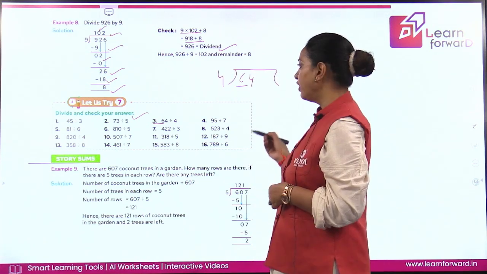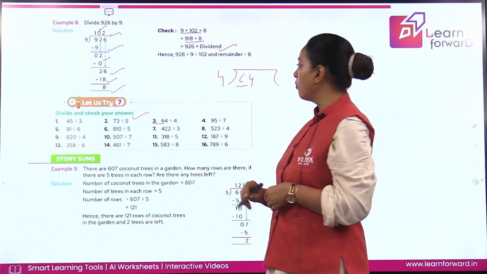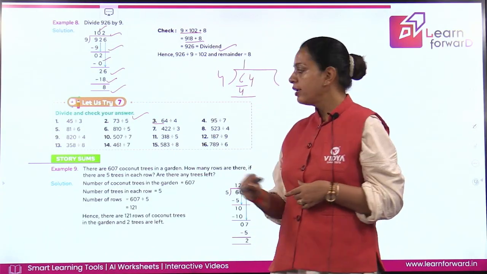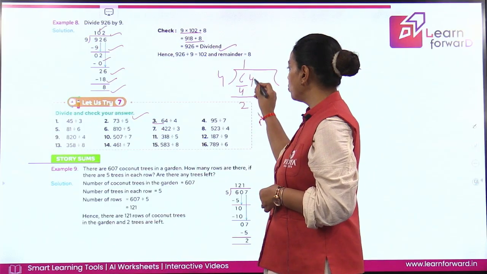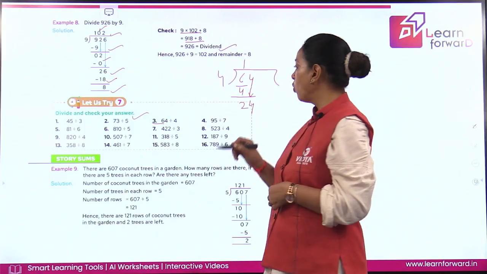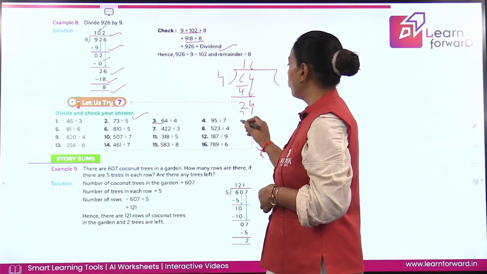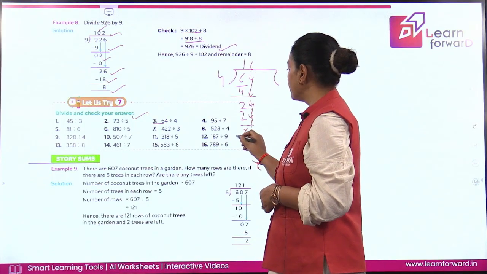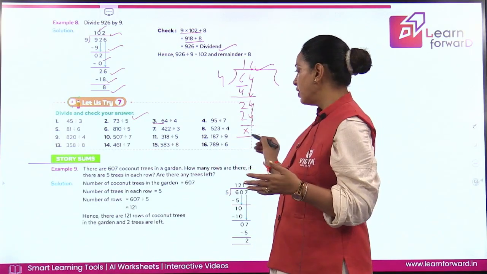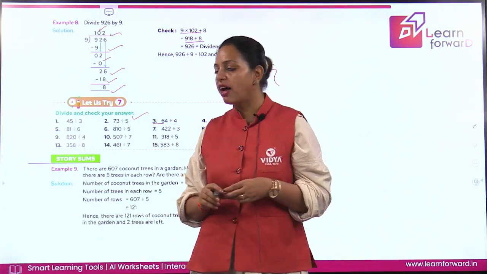This is greater than 4. Divide कर सकते हैं हम 4 से. 4 1s are 4. Okay. Now minus कर दें. We will get 2. Now bring down 4. It becomes 24. 4 6s are 24. So remainder is 0 and 16 is the answer. Similarly, we have many more questions. You can try these ones.